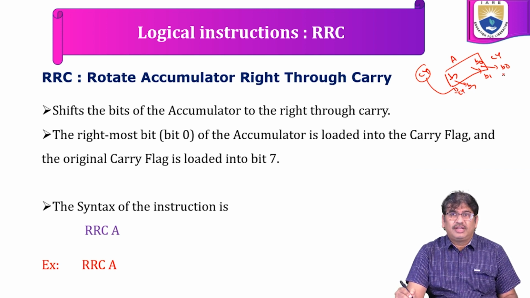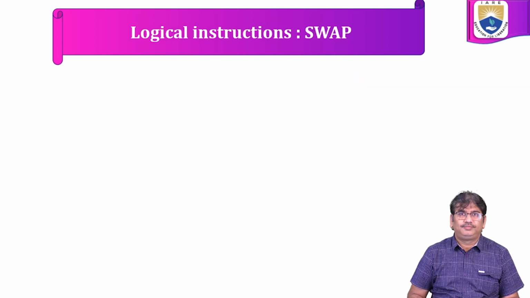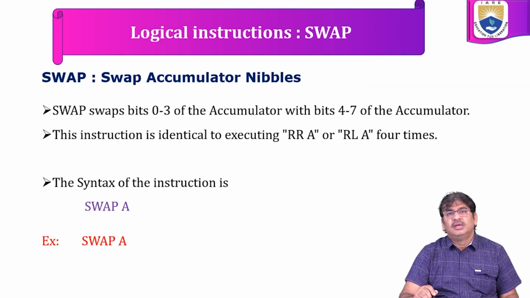The rightmost bit, that is bit 0 of the accumulator, is loaded into the carry flag, and the original carry flag is loaded into bit 7. The syntax of the instruction is RRC A. Example is RRC A. The last instruction under logical instructions is SWAP, swap accumulator nibbles.